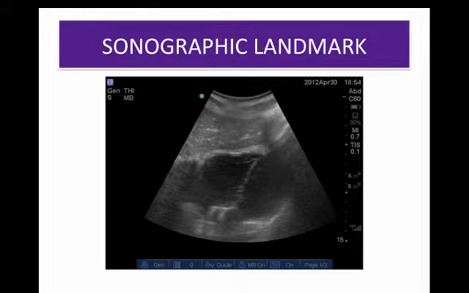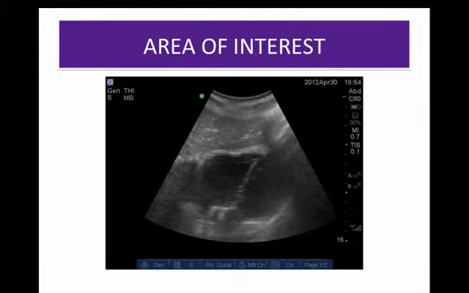Once you identify the sonographic landmark, which in this case is the heart, you can begin to look for your area of interest. The area of interest is actually the inferior pericardium and is shown here as the thick echogenic line opposed to the heart. Once you identify this, you are in business and you can begin completing the study.